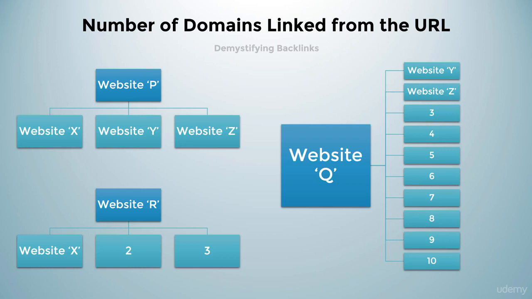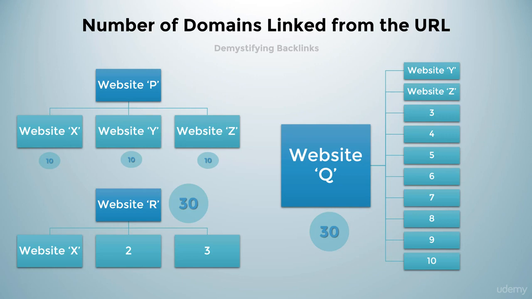In this case, you could have easily guessed that website X would rank higher than website Y and Z. If you are still unclear, let me explain it further. If you assume P, Q and R all have a link juice of 30 points, then website P gives 30 divided by 3, that is equal to the same 10 points to all 3, that is X, Y and Z.